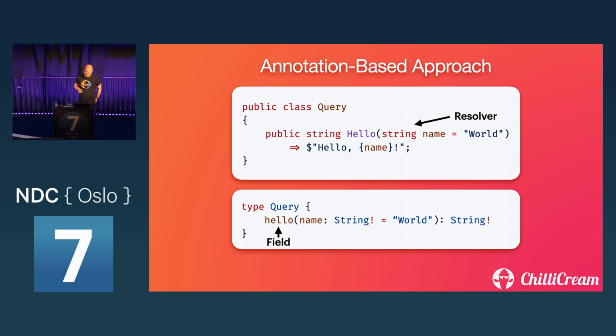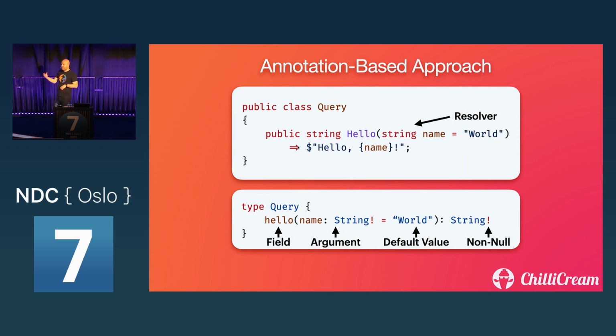From a GraphQL type here, the type is similar to the class. We call that object type. It has a field here. A field is like a method in C#. And the field can have arguments. Arguments can have defaults. They can even have more complex defaults than C#, like we could have object structures here or lists or whatever. And we also have here this bang operator.